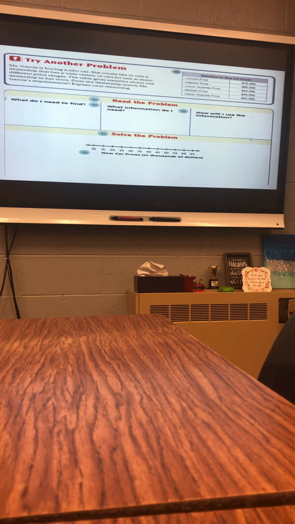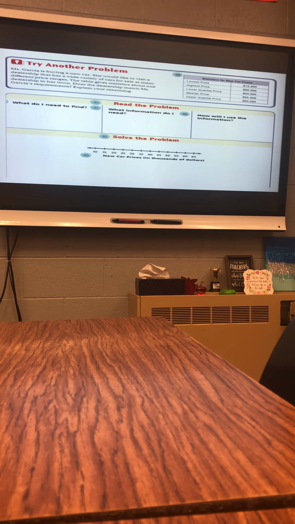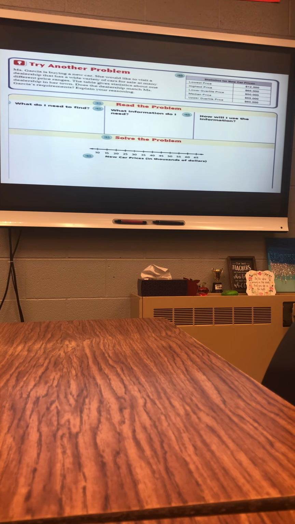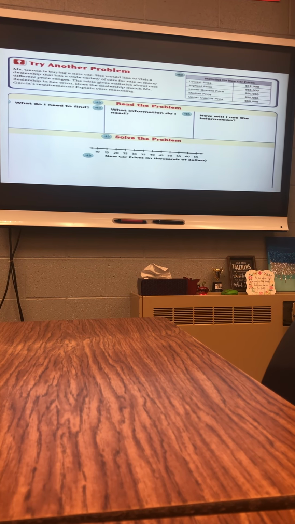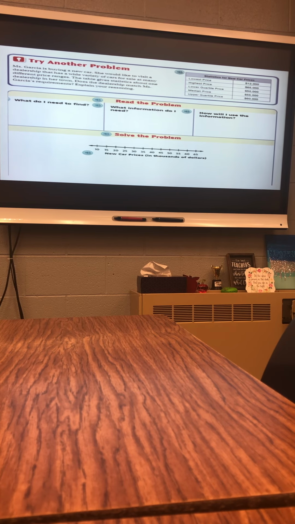All right, let's try it again. Miss Garcia is buying a new car. She would like to visit a dealership that has a wide variety of cars for sale at many different price ranges. The table gives statistics about one dealership in town. Does the dealership match Miss Garcia's requirements? Explain your reasoning.